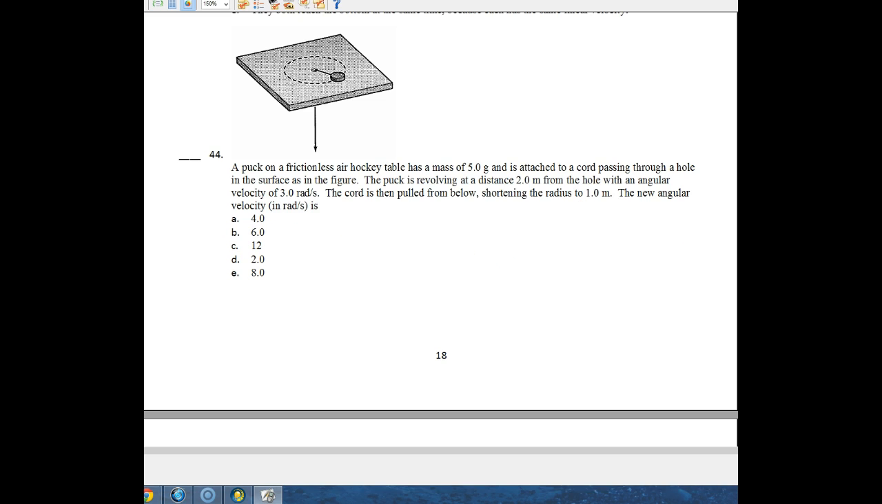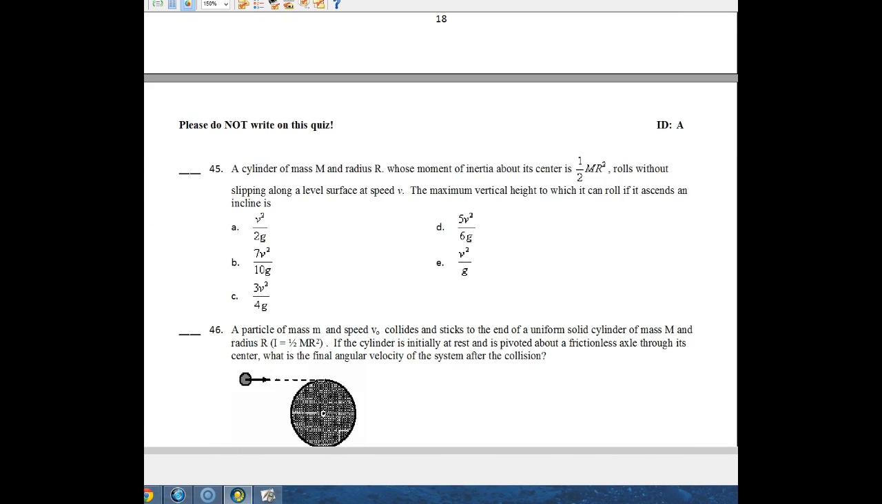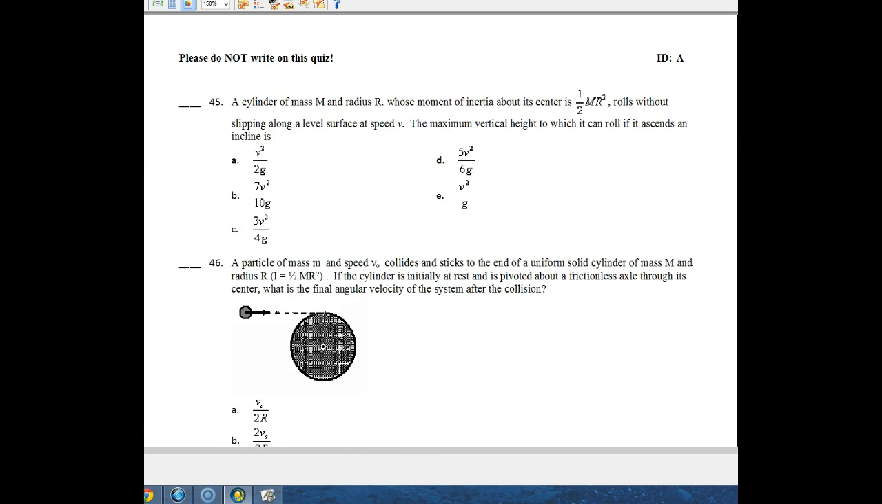For number 45, which is our next question, it says, I have a cylinder of mass m and radius r, whose moment of inertia about the center is 1/2 mr squared. It rolls without slipping along a level surface. The question asks for the maximum vertical height to which it can roll if it ascends up an incline. And this one is really easy to do. So we've got it going in this direction, and then it rolls up an incline like this.